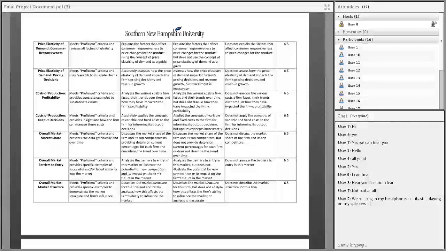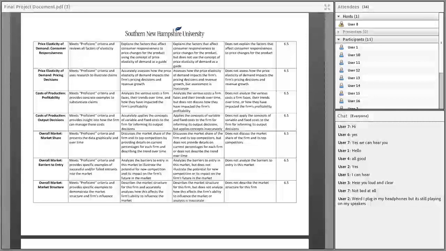Milestone 3, you just did last week, and you should have all received feedback for it if you posted it on time. With milestone 3, you examine the costs of production and then the overall market of the firm, and then you provided recommendations. So in some ways, it was the longest milestone of the 3.